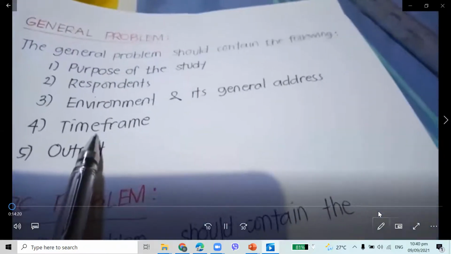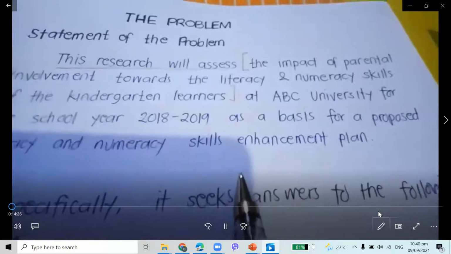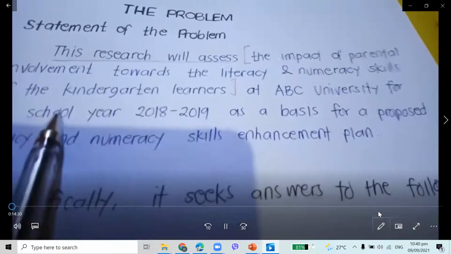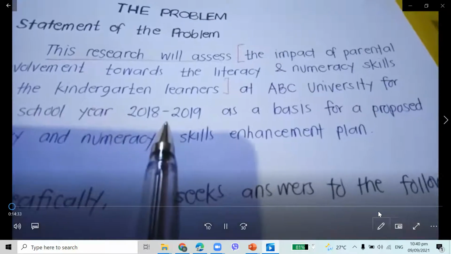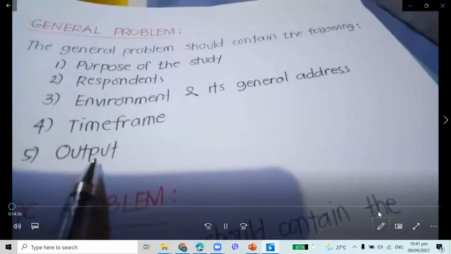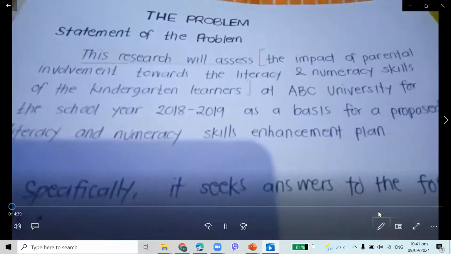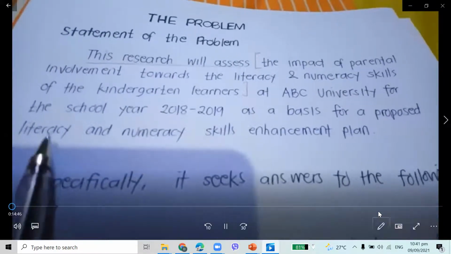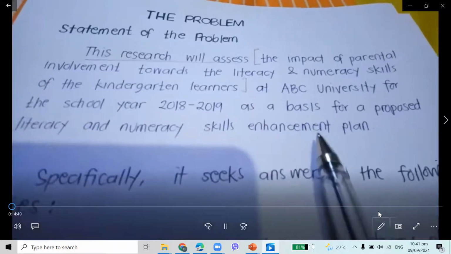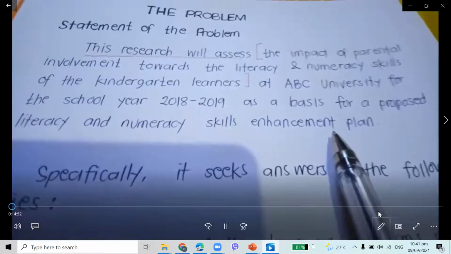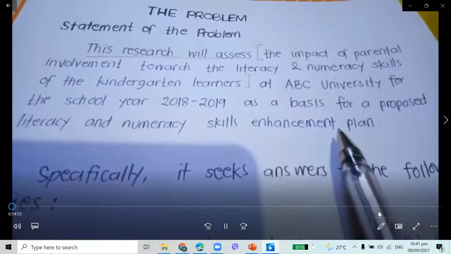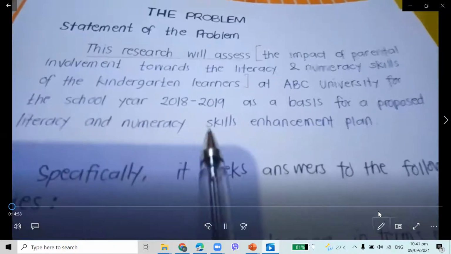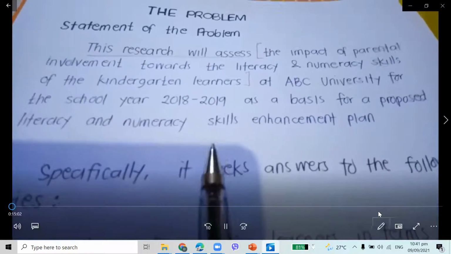And fourth, we have the time frame. In this case, based on our general statement of the problem, our time frame is during the school year 2018 and 2019. And finally, it should contain the output of our study, the enhancement. As you can see, the output of our study is a proposed literacy and numeracy skills enhancement plan. So that is our goal. We will create an enhancement plan to enhance or augment the literacy and numeracy skills of the kindergarten learners.